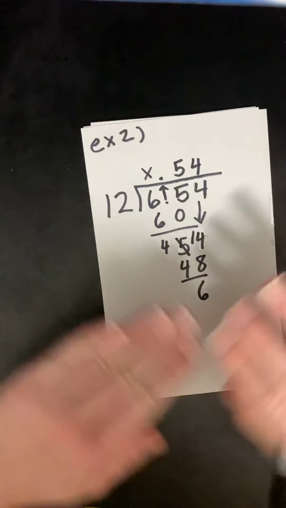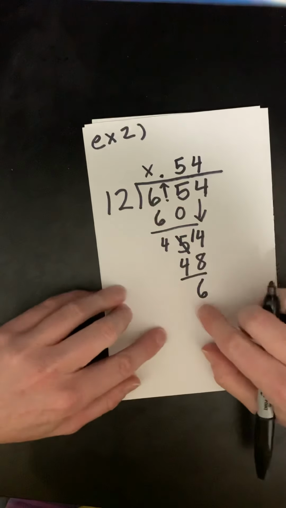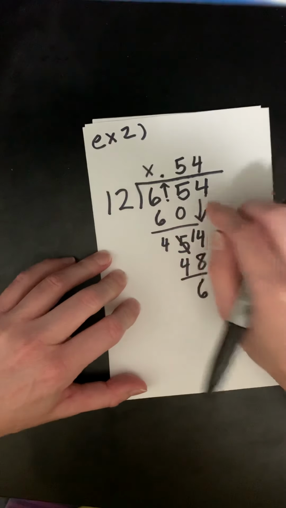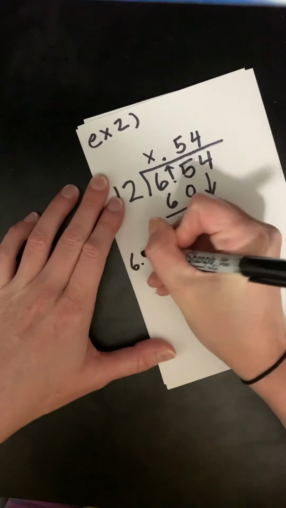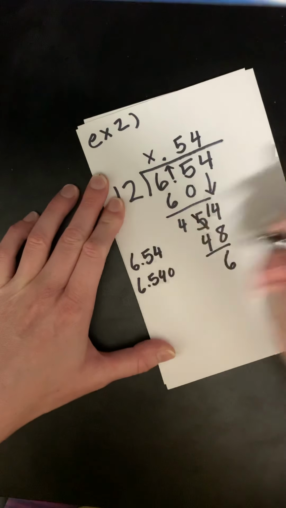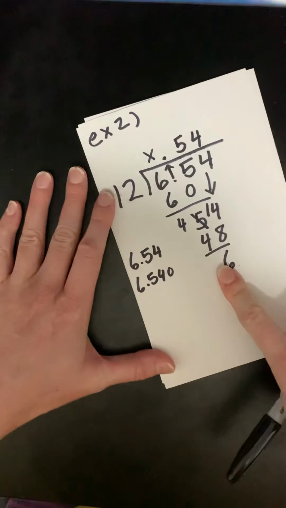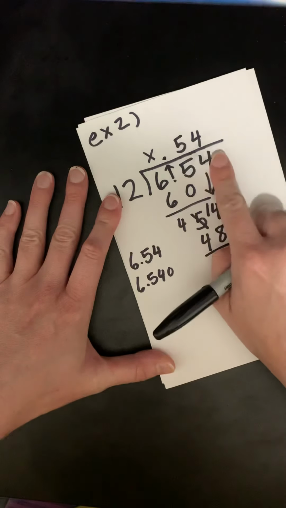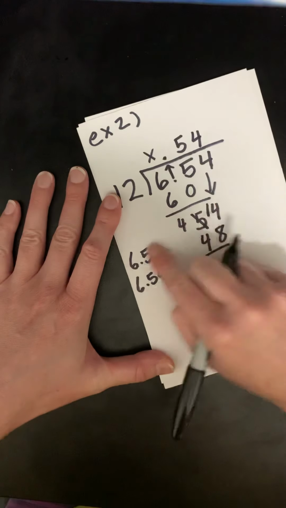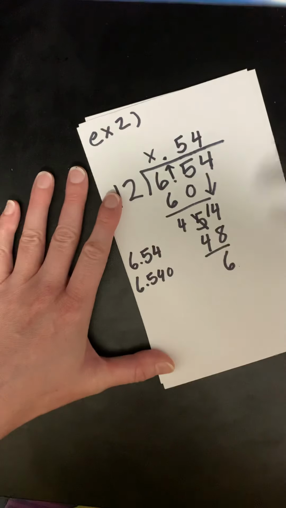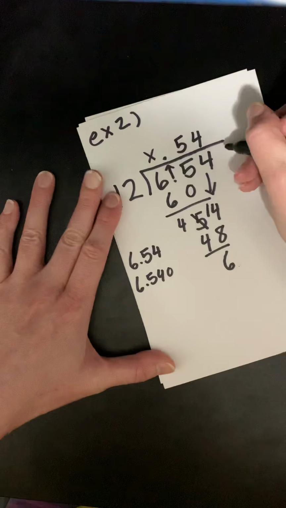Now, there is no such thing as remainders in decimals because 6.54 is exactly the same thing as 6.540. I can add as many zeros as I want when I'm doing a decimal. We're not going to make you go past 3 digits past the decimal, but hypothetically, I could go on for infinity and just keep dividing and adding zeros to bring down.